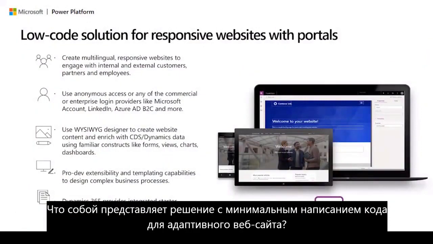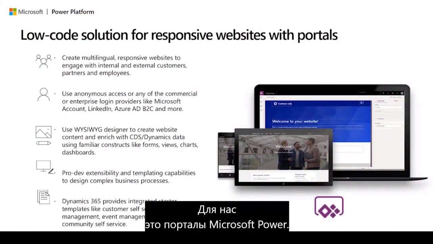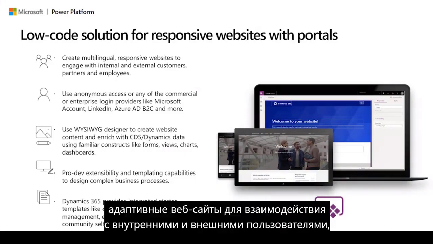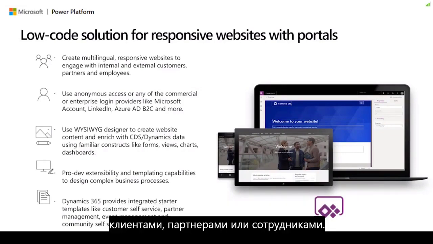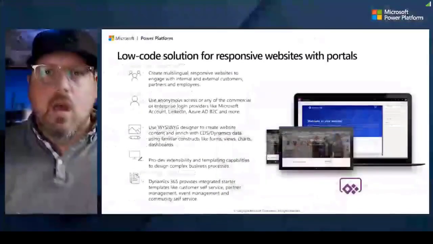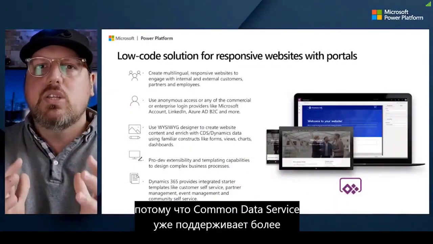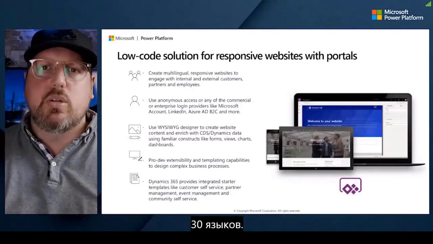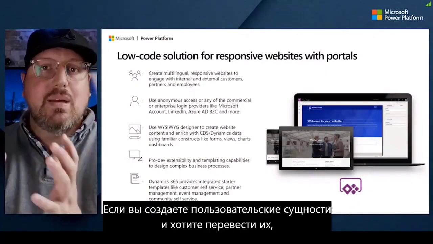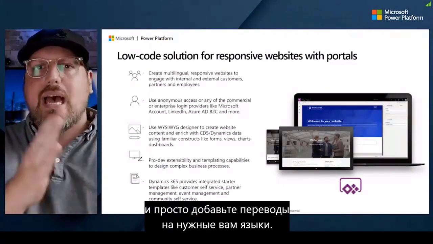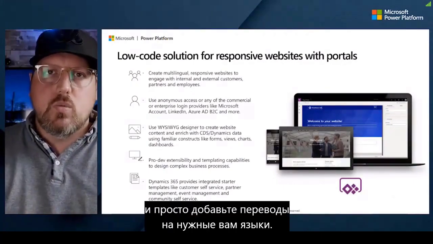So now, what are the low-code solutions for a responsive website? Well, for us, it's Microsoft Power Portals. It allows you to create multilingual, responsive websites to engage with internal and external users, customers, partners, or employees. Multilingual is important here because the Common Data Service can already support over 30 languages out of the box. If you do custom entities and you want to translate those, it's easy to export an Excel spreadsheet and just add those different translations in the languages that you want.